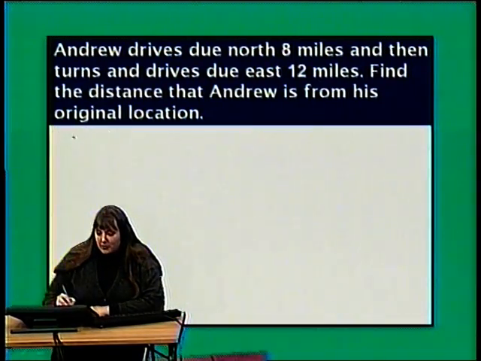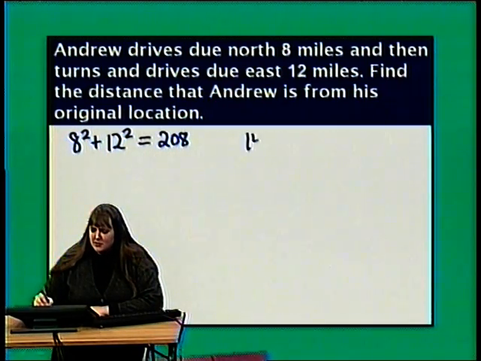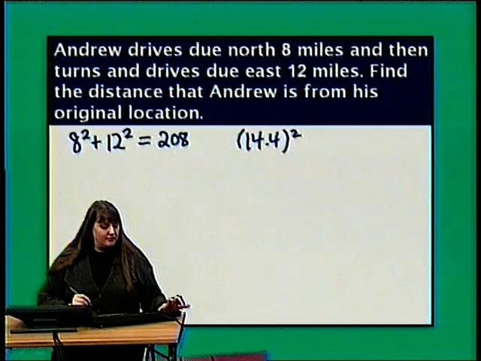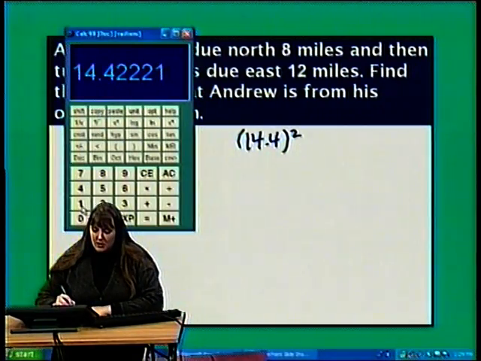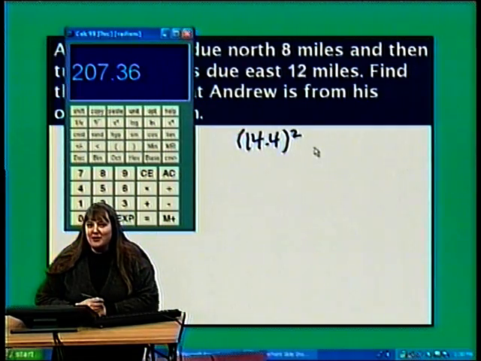Let's go ahead and check this. We already said 8 squared plus 12 squared simplified to 208. Well, what happens when I square 14.4? Well, let's pull out the calculator again to do this calculation. 14.4 squared, well, I was hoping it was 208. But remembering that 14.4 was only an approximation, it makes sense that I'm only getting an approximation for 208. 207.36 is pretty close to 208.